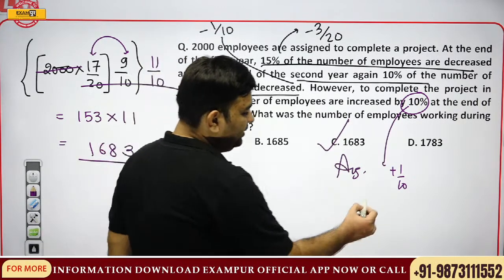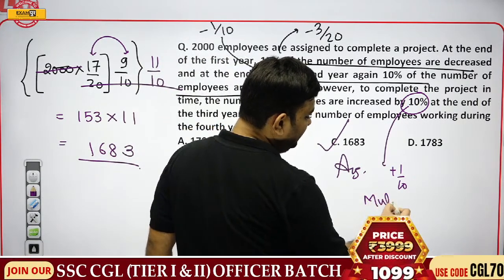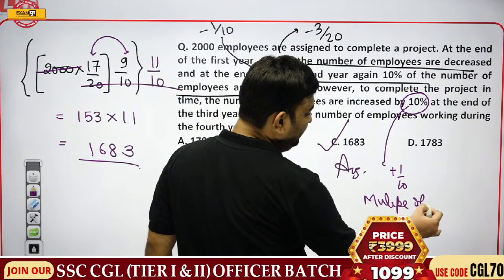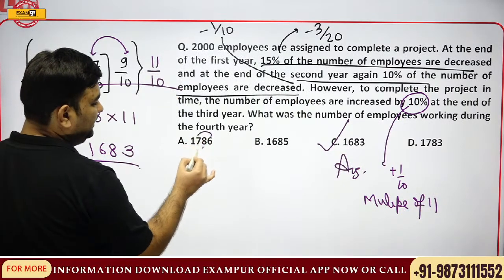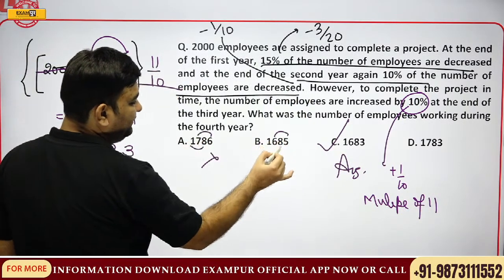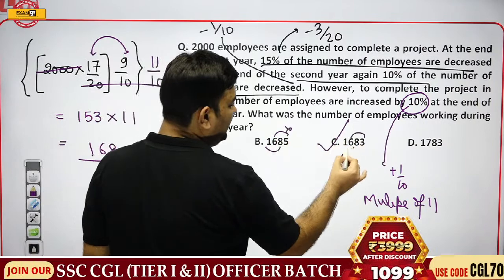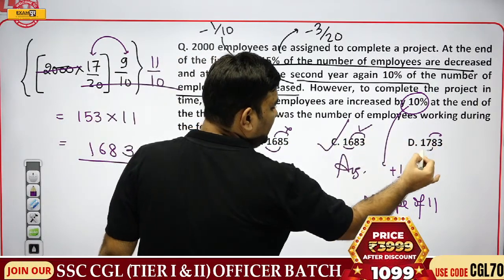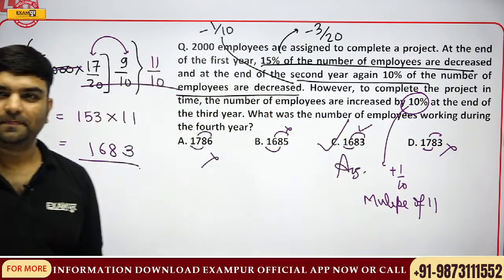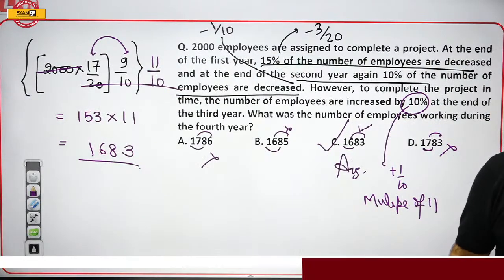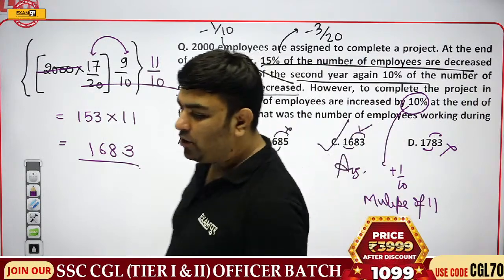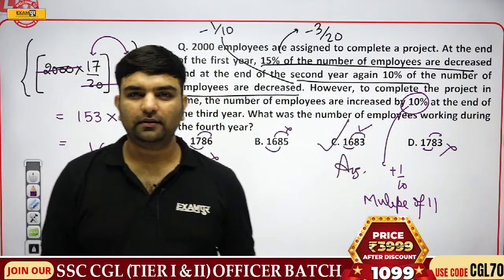So why not check multiple of 11 directly? 13 minus 9, no. 11 minus 9, no. 9 minus 9, yes. 10 minus 9, no. But for this, you have to be very, very cautious from the beginning.